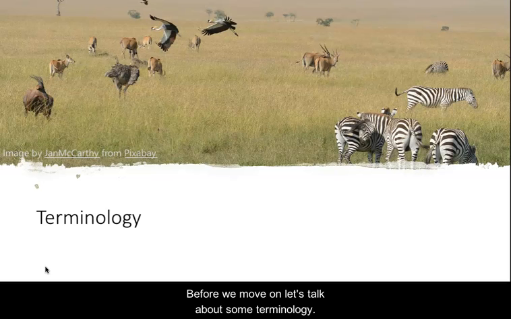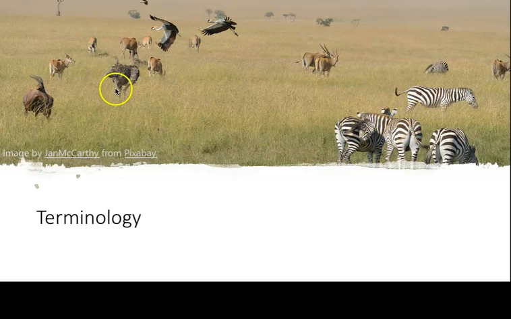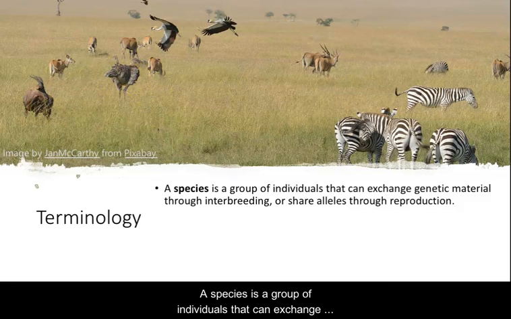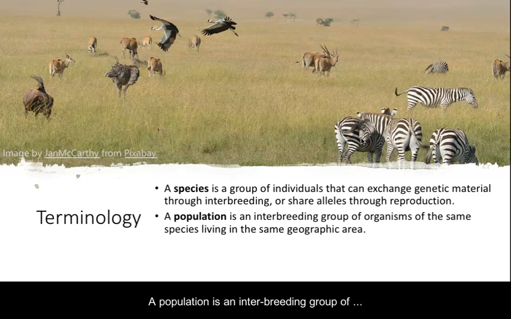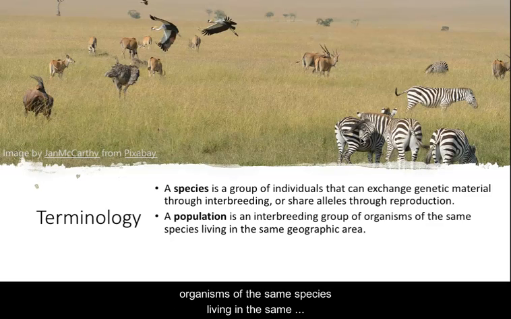Before we move on, let's talk about some terminology. In this picture, we can see 1, 2, 3, 4 different species. A species is a group of individuals that can exchange genetic material through interbreeding or share alleles through reproduction. If we look at the zebras here, we can say that all of these zebras from this region that interbreed are considered part of a population, because a population is an interbreeding group of organisms of the same species living in the same geographic area.